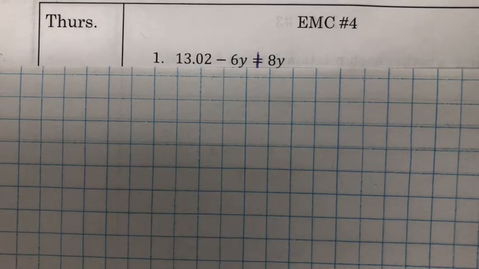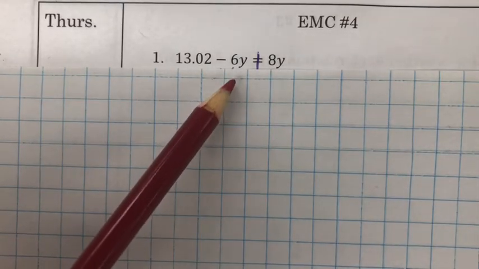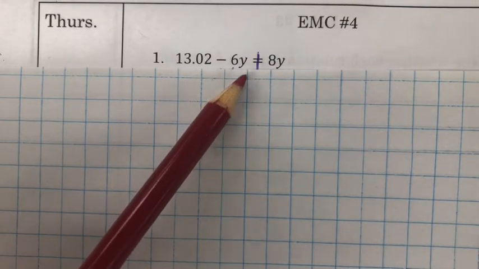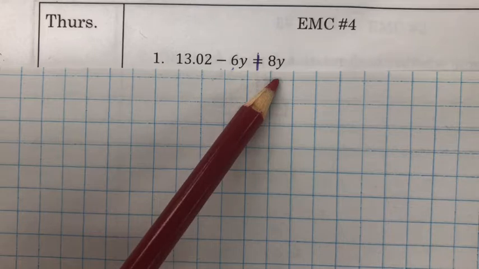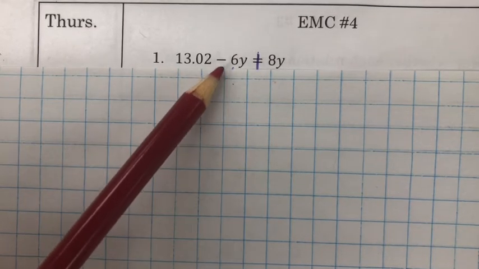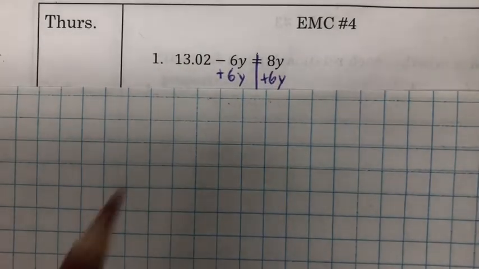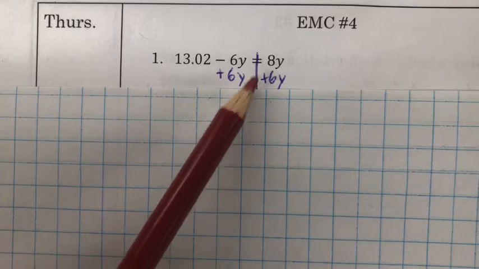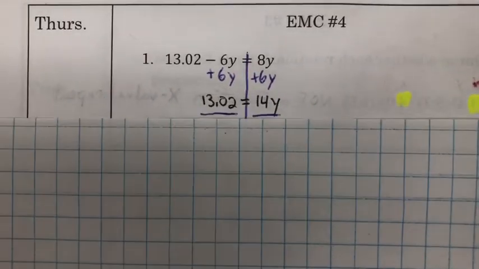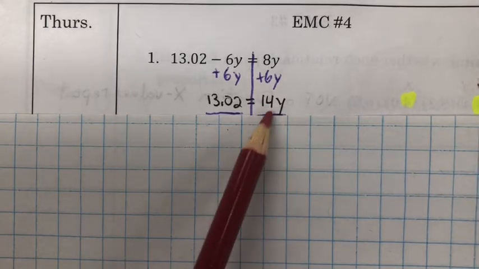For number 1, we need to solve for the variable y. We want to move the y to the side that has the greater value. So there's more y's on the right than the left. The inverse property of subtraction is addition. So we add 6y to both sides, creating a zero pair. 8y plus 6y is 14y. Still don't have y by itself.